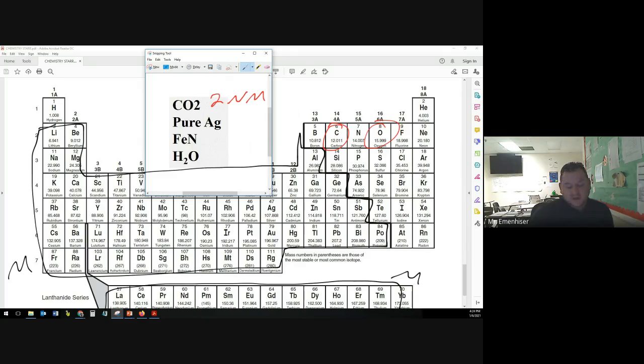Again, the question is asking us to find which one of these compounds would be an ionic bond or an ionic compound. CO2 has 2 nonmetals, so that's covalent. So that is not our answer. All right, pure silver. Again, if it's only one element and that element is a metal, the only bond that's possible is metallic. So that's a metallic bond, not ionic.